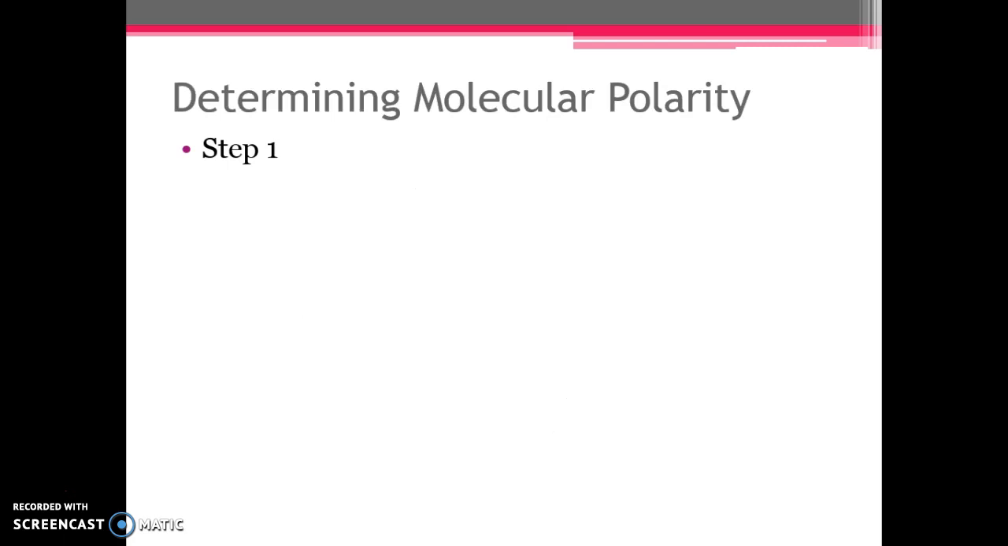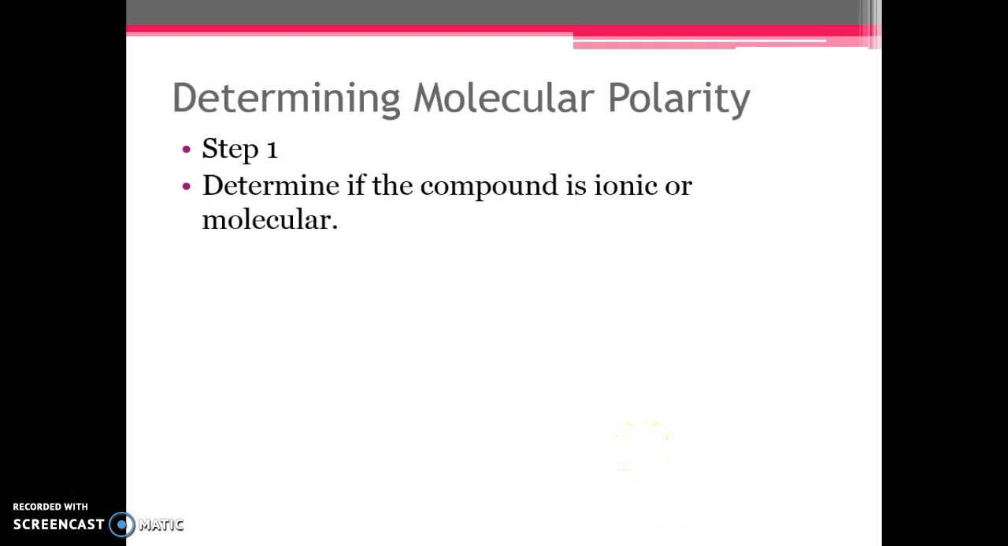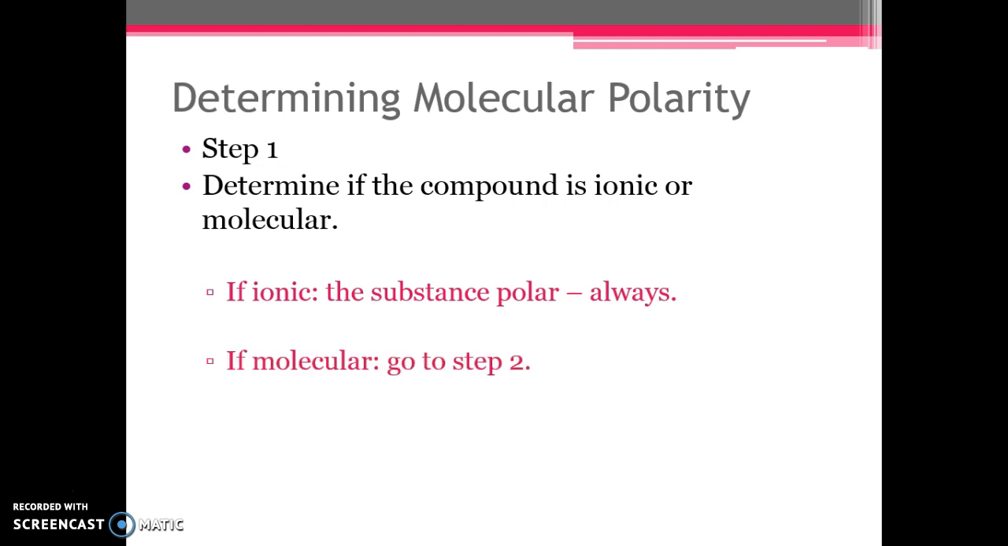So there are a couple steps. As you can see on the organizer, there's a couple of steps that go into determining molecular polarity. Step one is asking yourself, is this an ionic compound or is this a molecular compound? How are you going to know? Well, if you remember, ionic compounds are going to have metals and nonmetals in them, whereas molecular compounds are just going to have nonmetals. So that's what you want to look for. What kinds of atoms are involved? If it's ionic, your work is done. You can automatically assume that the substance is polar. However, if it's molecular, you're going to have to do a little bit more work.